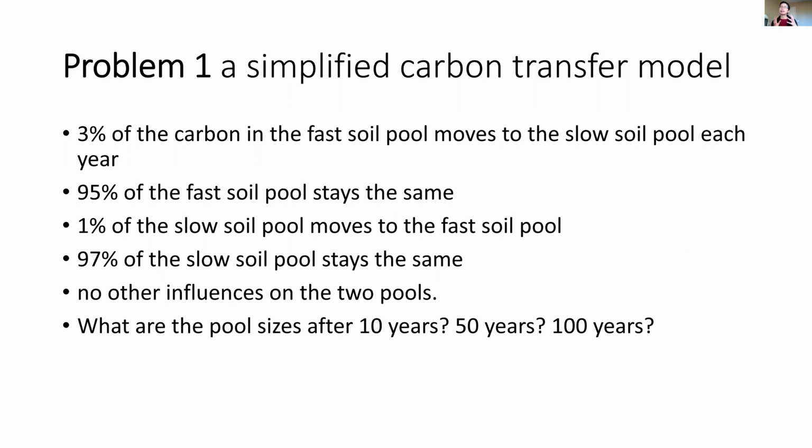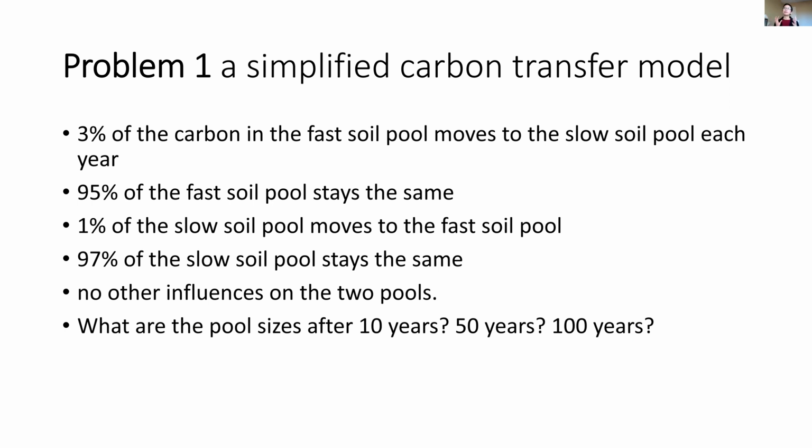The ultimate goal in this lecture is to answer the question raised in problem 1, which is a simplified carbon transfer model. Suppose that you have a simple model where 3% of the carbon in the fast soil pool moves to the slow soil pool each year, and 95% of the fast soil pool stays the same, while in the slow soil pool, 1% moves to the fast soil pool and 97% stays the same. You may notice that there are 2% lost in both pools, but we don't check those, and we assume no further influences on these two pools. So our question is, what are the pool sizes after 10 years, 50 years, 100 years?